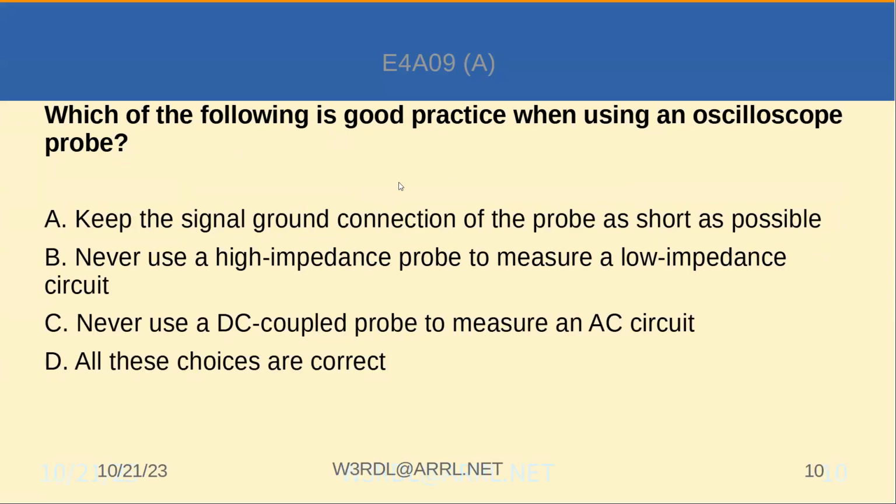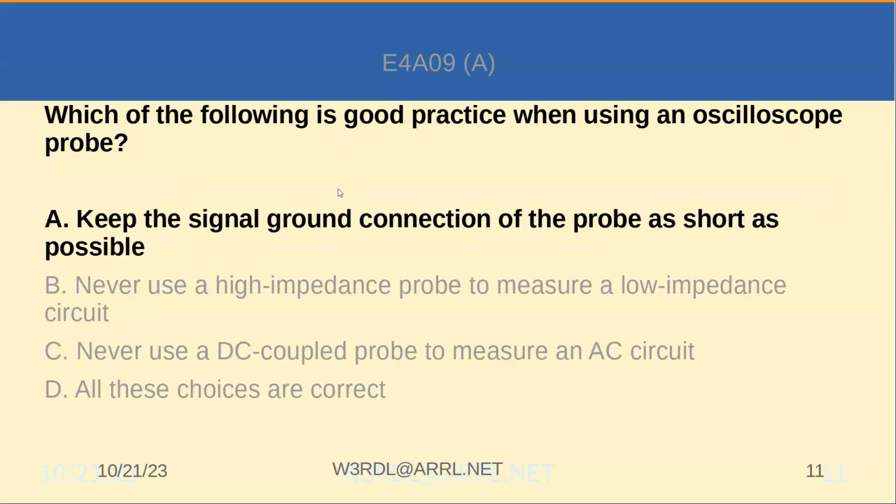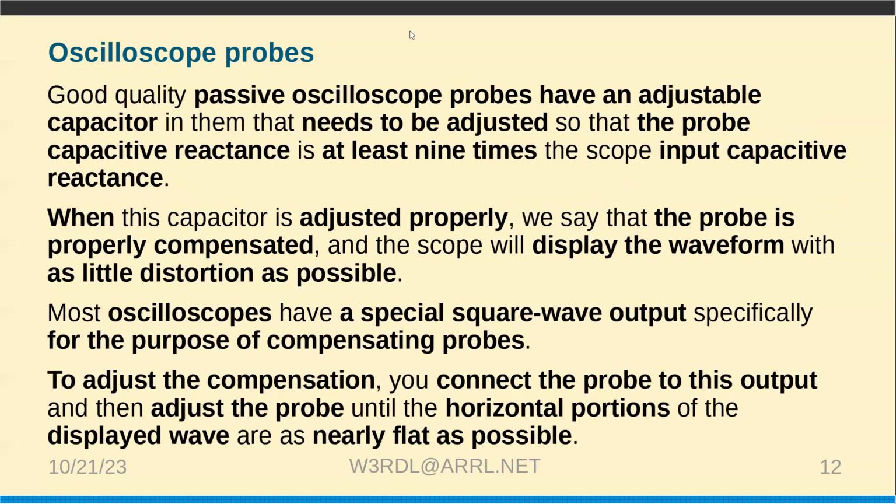Which of the following is good practice when using an oscilloscope probe? Keep the signal down. Alpha. Alpha, sure. Oscilloscope probes. Good quality, passive, because there are some active probes.